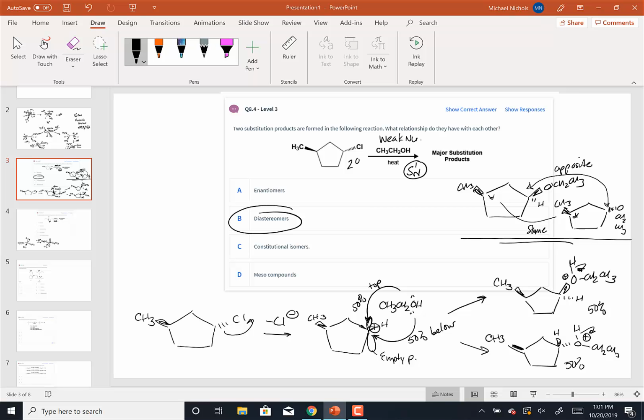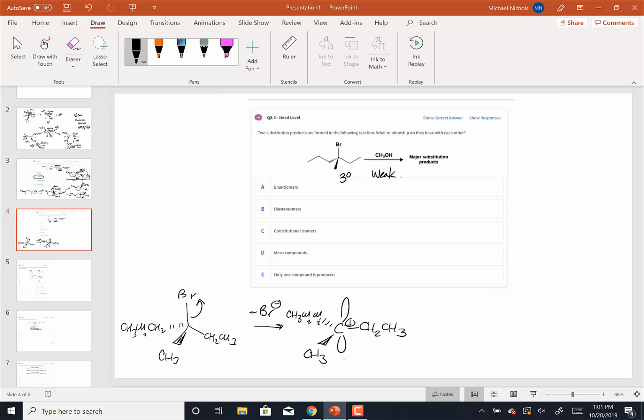Yes, I did. Okay, so now what's going to happen is the methanol in this case, as the weak nucleophile, is going to add to the top lobe. The methanol is also then going to add from the bottom lobe, and it's going to add 50-50 to both cases. So that means where it adds to the top, I'm going to end up with the oxonium ion.